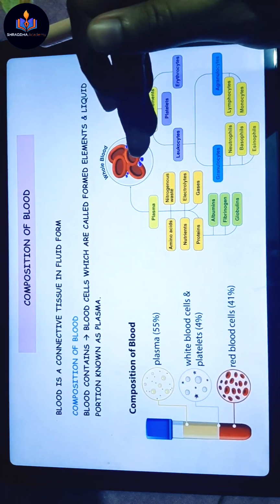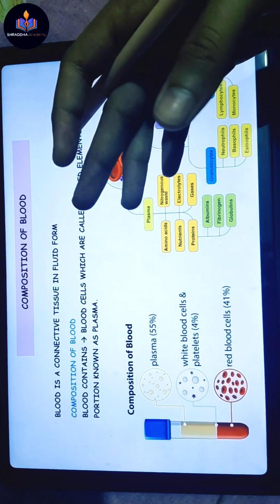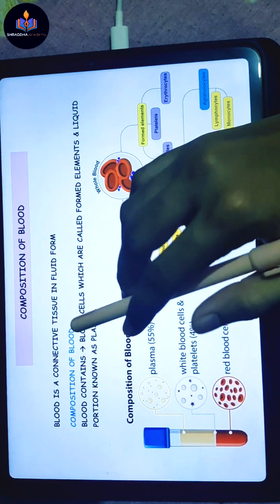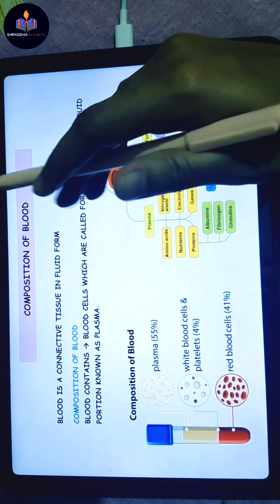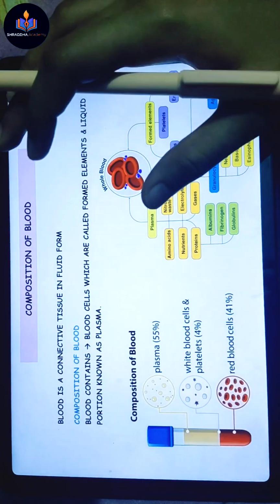In this video we are going to learn about physiology. The topic which I have taken today is blood. So let us study the function and the composition of the blood. Blood is basically a connective tissue in fluid form. Blood is a connective tissue which is in the form of fluid in the body.